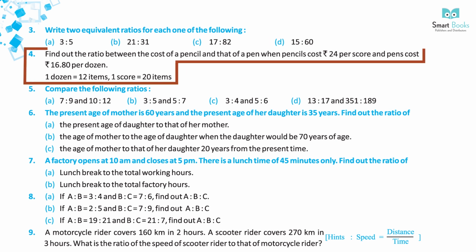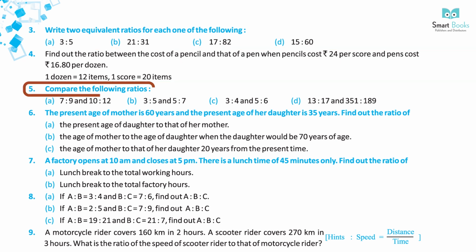Question 4. Find out the ratio between the cost of a pencil and that of a pen when pencils cost rupees 24 per score and pens cost rupees 16.80 per dozen. 1 dozen equals 12 items. 1 score equals 20 items. Solution: 6 ratio 7.